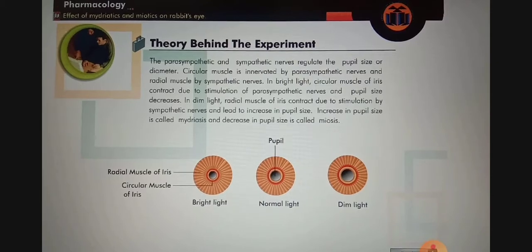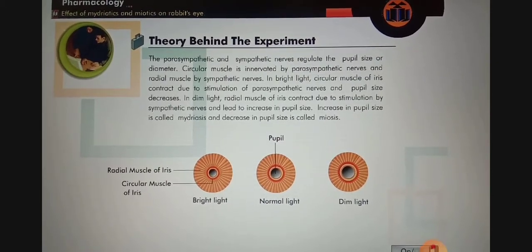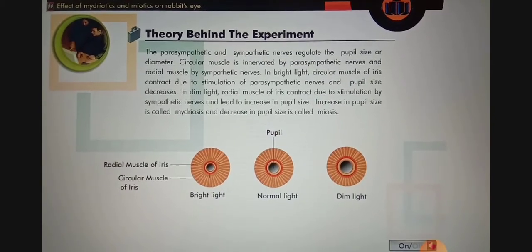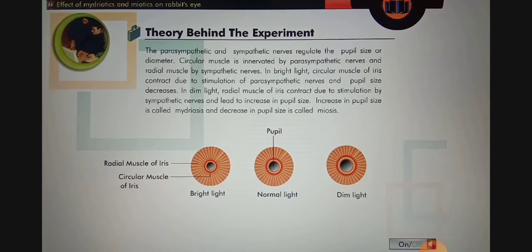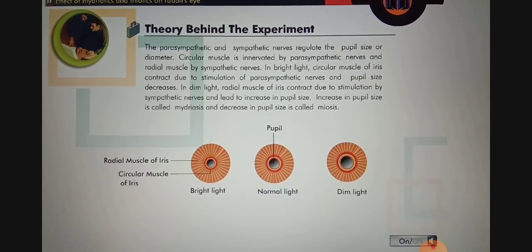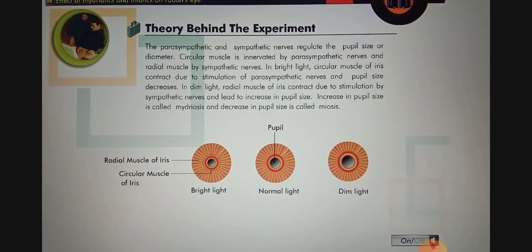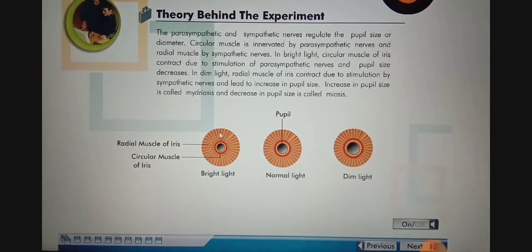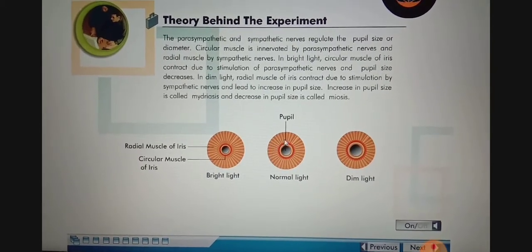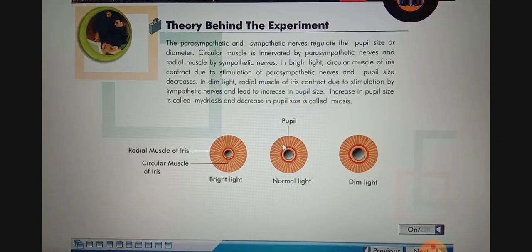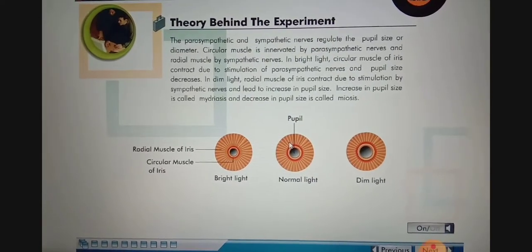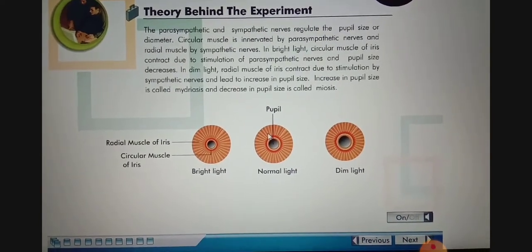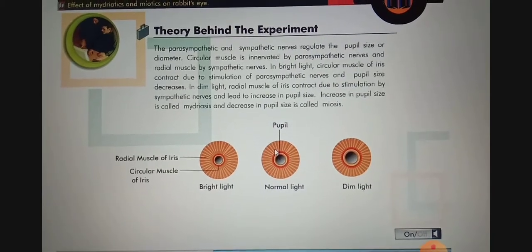As we all know, we can easily see in dim light and also in bright light. This is due to the adjustment of pupil size. The parasympathetic and sympathetic nervous systems regulate the pupil size or diameter of the pupil. These circular and radial muscles are present in the eyes. In this diagram you can easily observe the red colored muscles, which are circular muscles, and these are the radial muscles. The circular muscles are innervated by the parasympathetic nerves and the radial muscles are innervated by the sympathetic nerves.